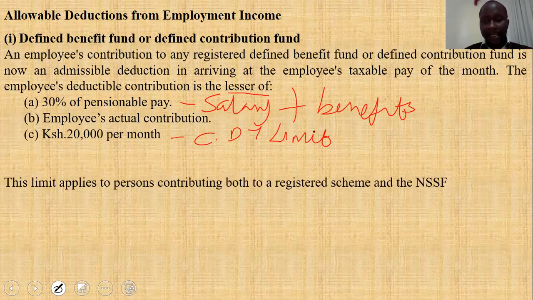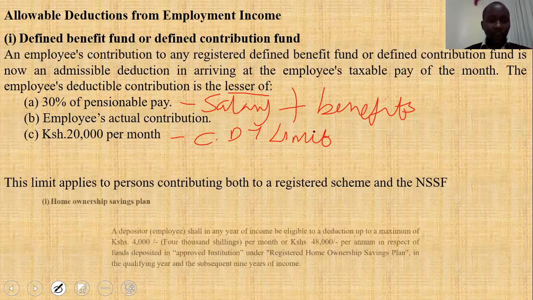We need to add this. As some employees will be doing, they'll be contributing to their registered scheme, and they're also contributing to NSSF. This principle applies to the combined amount, what you're contributing to that scheme and what you're contributing to NSSF. Now, that's the first deduction that we talk about. Is that easy? I demonstrate in the illustration that follows shortly.